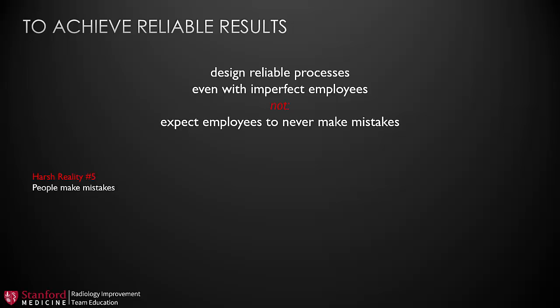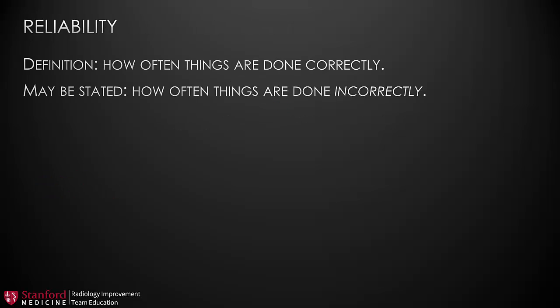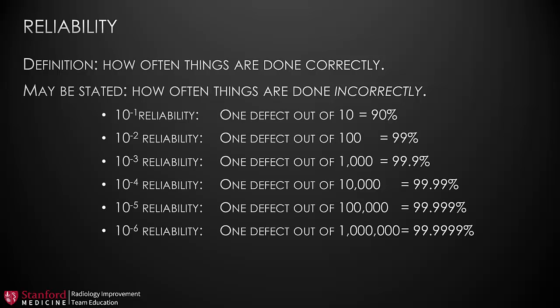Reliability is a concept that comes out of industrial engineering that quantifies how often a process works correctly. It may be stated how often things are done incorrectly. For example, 10 to the minus 1 is scientific notation for 0.1 or 10%. It means that the wrong thing happens 10% of the time, or 1 defect out of 10, meaning that things are done right 90% of the time. 10 to the minus 2 means 1 defect out of 100, or 99% reliability. 10 to the minus 3 means 1 defect out of 1,000, or 99.9% reliability, and so forth.